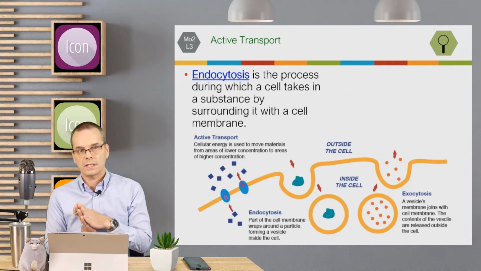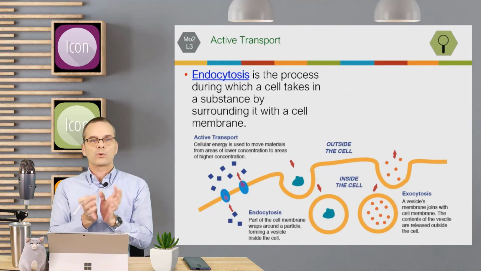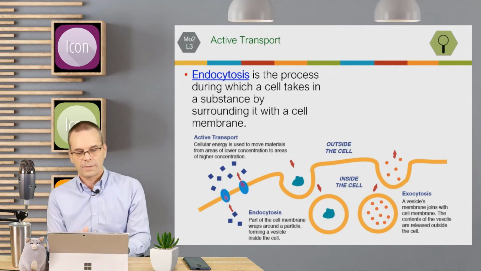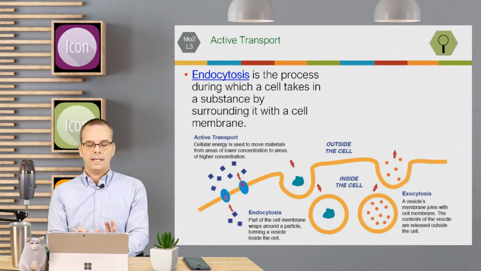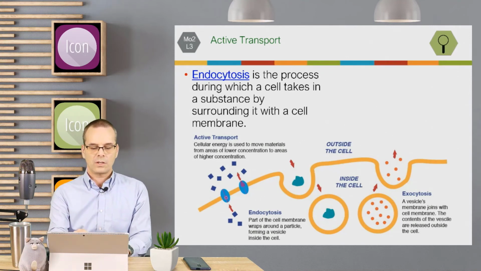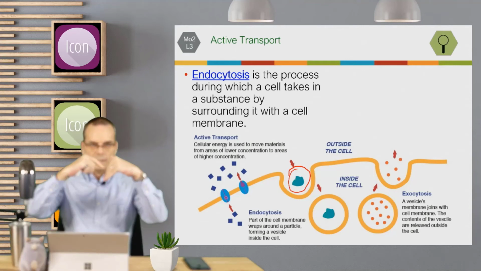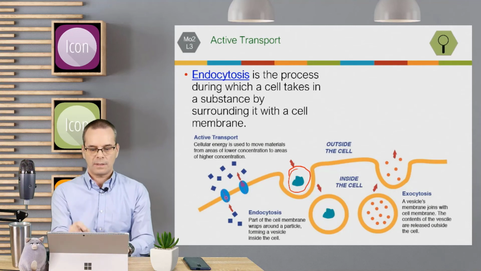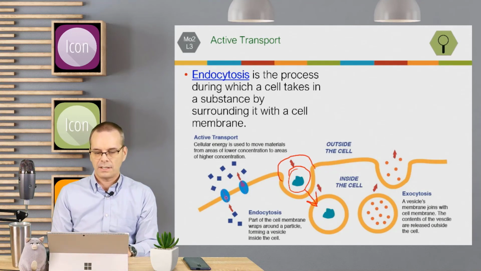Now, endocytosis is the process during which a cell takes in a substance by surrounding it with a cell membrane. Right? So endocytosis is where something is surrounded. So here's the substance and it hits the cell membrane, and the cell membrane kind of goes in and captures the substance, and then the cell membrane wraps around the substance, right? And then detaches to the inside of the cell.